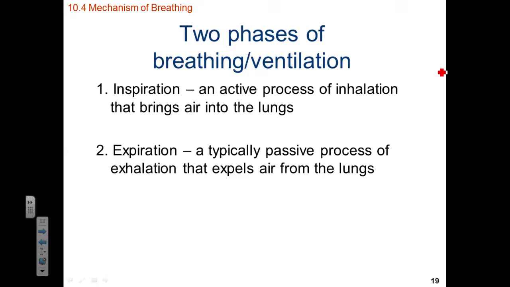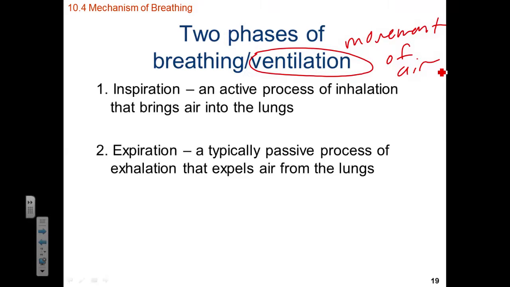When we use the term ventilation or breathing, we are referring to the movement of air. Now, as we breathe, air is going to go in and out of our lungs. During inspiration, we have air going into the lungs, and during expiration, we have air going out of the lungs. So inspiration means into the lungs, and then during expiration, we have exhalation.